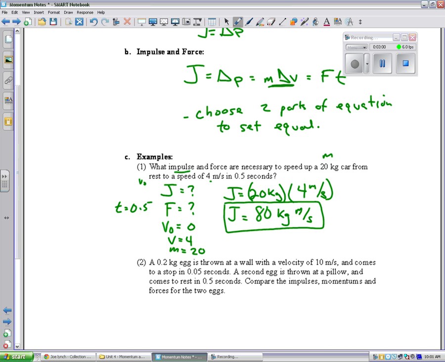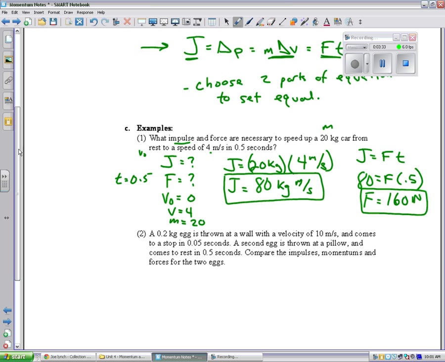Now, the second thing it wants is the force. So now that I know J, I can set J equal to Ft and use that to find the force. So J equals Ft, 80 equals F times 0.5, and then that would give me F equals 160 newtons. So these are fairly straightforward. You just have to remember this equation and then remember to pick two parts and set them equal to each other.